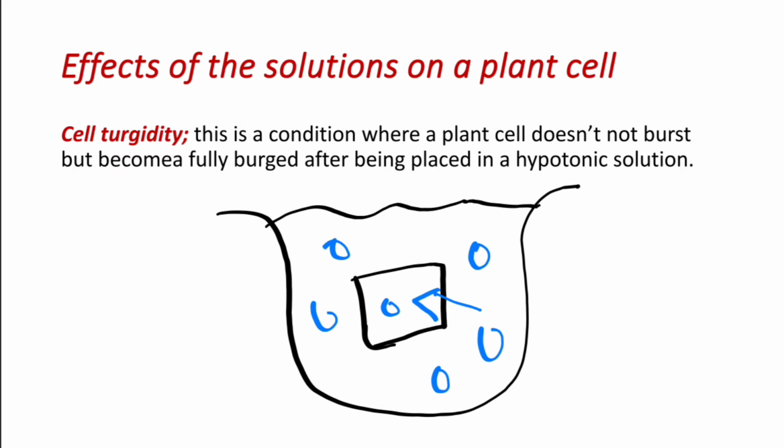But it won't burst because of the outer layer, which is the cell wall. The cell wall is strong enough to withstand the pressure, so it will prevent the cell from damage. We know that a cell wall prevents a plant cell from damage. That's what will happen even in this case. It will prevent this cell from bursting. All right, so when you put a plant cell in a hypotonic solution, it will gain water and become fully bulged. The condition is known as cell turgidity.